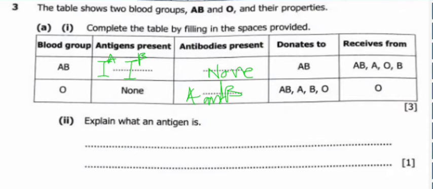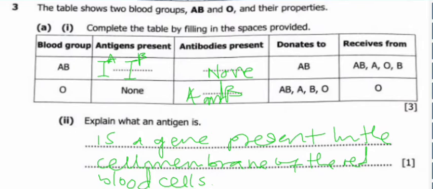Let's come to Roman numeral 2. Explain what an antigen is. So an antigen is a gene present in the cell membrane of the red blood cell. That is what an antigen is.